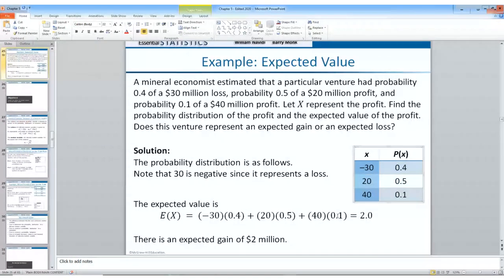And then we got 20 times 0.5, which is 4, I believe. No, I'm sorry, that's 10, because that's half. And then 40 times 0.1 is 4, I believe. 4. So 4 plus -2 is 2.